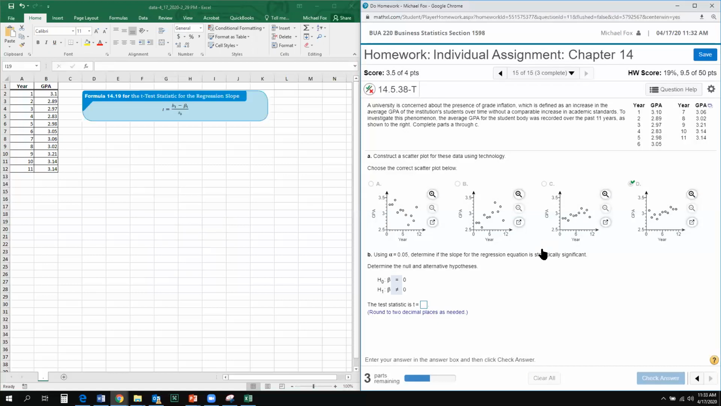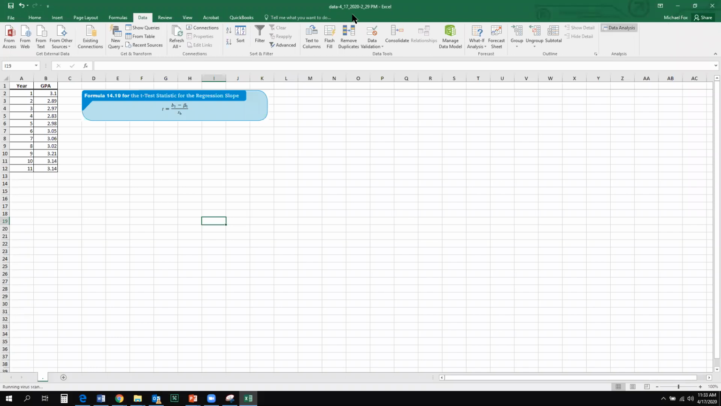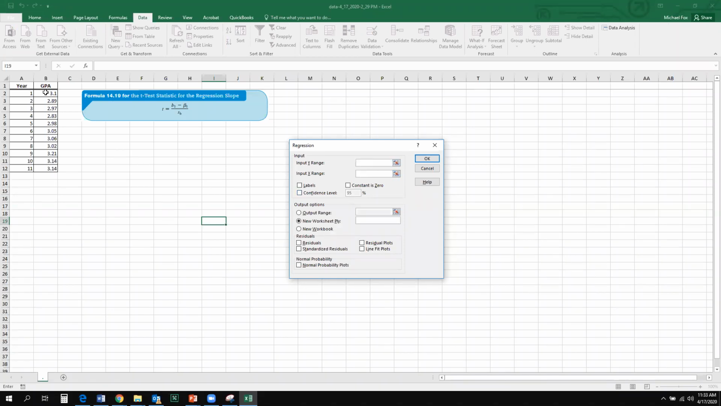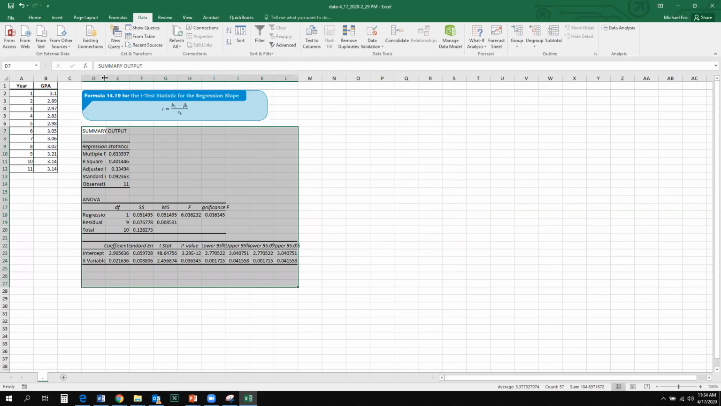So now we need to calculate our t-test statistic. We have our formula here. We're going to need to calculate our standard error of the slope. So the easiest way to do that for me is to just go to data. Actually, I'm just going to expand this here, and then I'll go to data. I'll do an analysis. We want to do a regression analysis. There's our Y range and our X range. And then we're going to tell it where we want it to put this. And that'll give us some of the info we need.